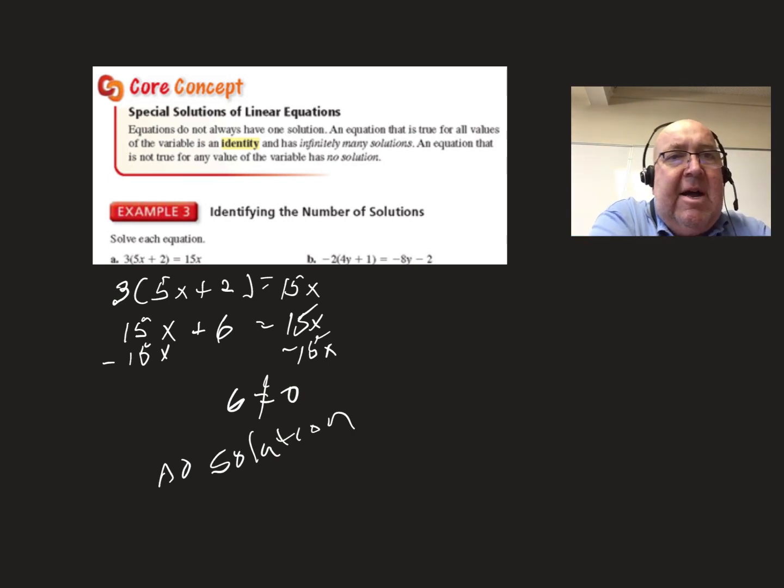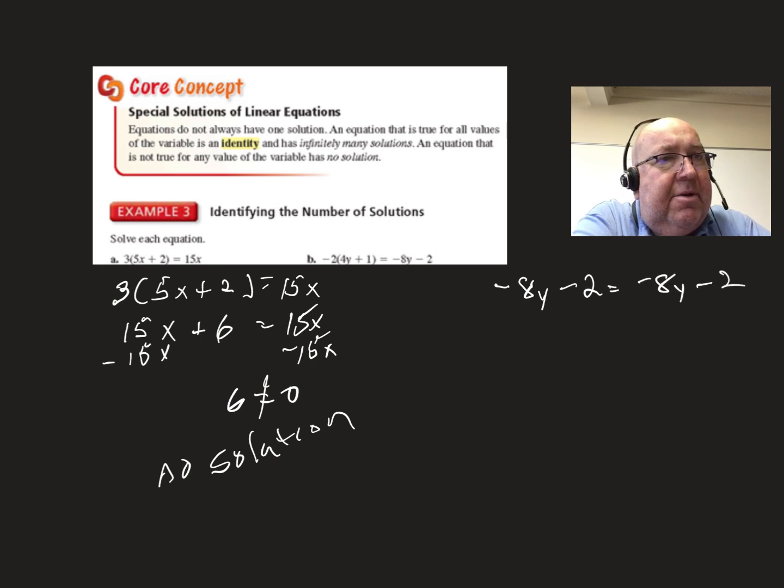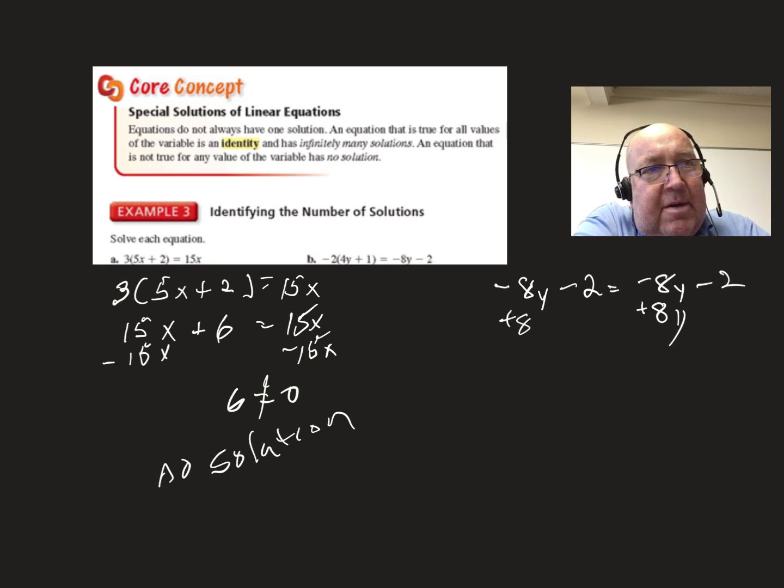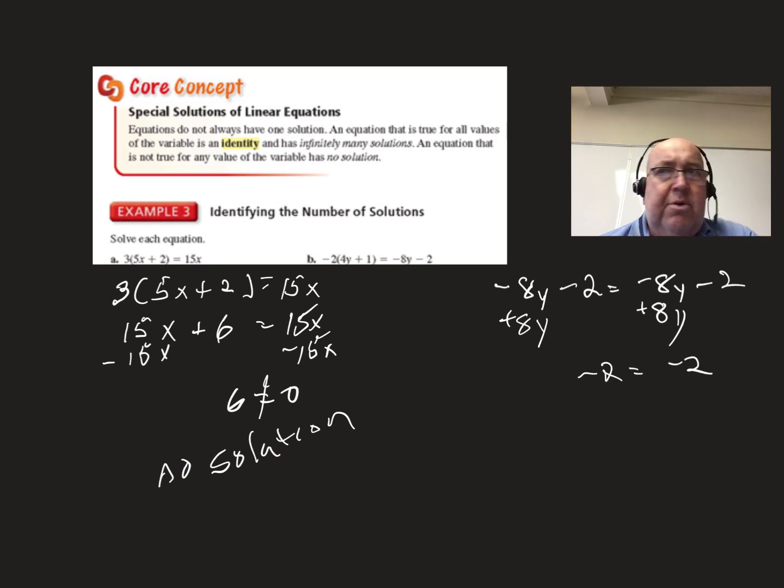I'm going to do the distribution right here. I'm going to get negative 8y minus 2 is equal to negative 8y minus 2. So let's take my y's to one side or the other. It doesn't matter. And I end up with negative 2 equals negative 2, which is a true statement. So that means that there are many solutions.